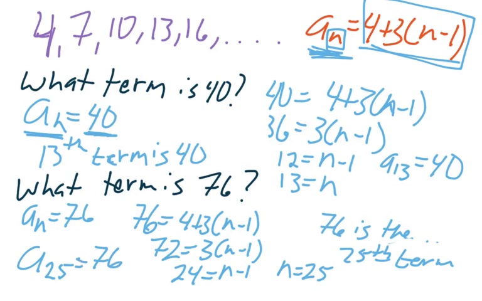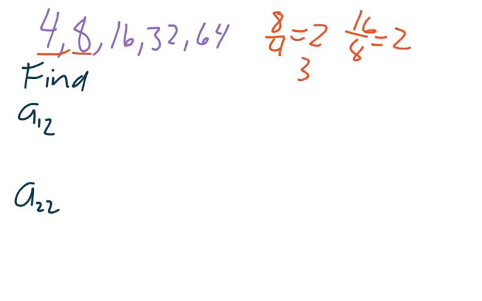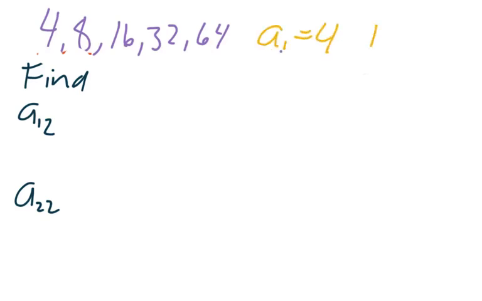Now the next part is going to be, here we have geometric. 8 divided by 4 equals 2. 16 divided by 8 equals 2. 32 divided by 16 equals 2. So I think we can agree that this is a geometric sequence. So our a1 is 4. Our common ratio is 2. Here again we want to find a12. Well, let's write our equation. A of n is going to equal 4 times 2 to the n minus 1.